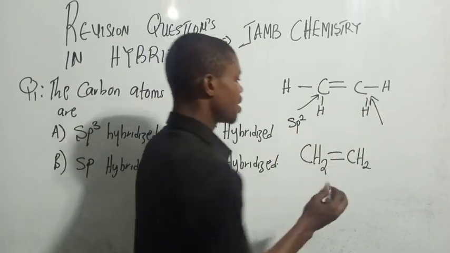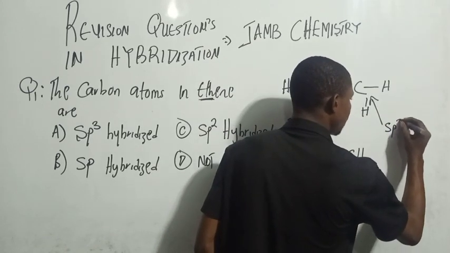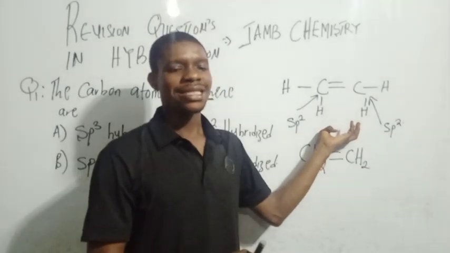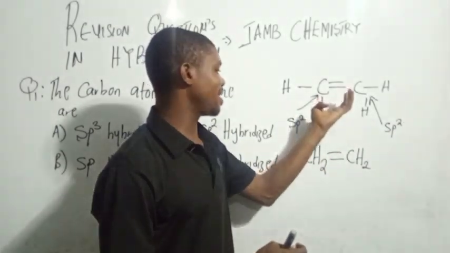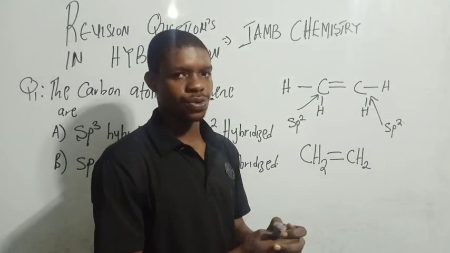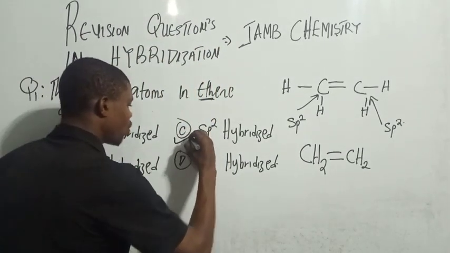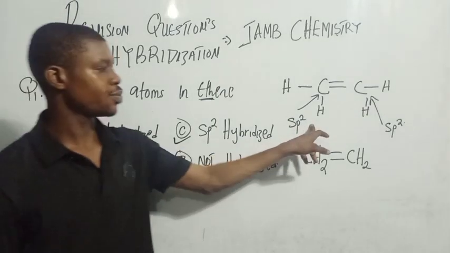This also contains sp2. Just that. So the hybridization that occurs in the ethene, they are just sp2. Do you get that? So the option is Option C, the correct one. sp2.